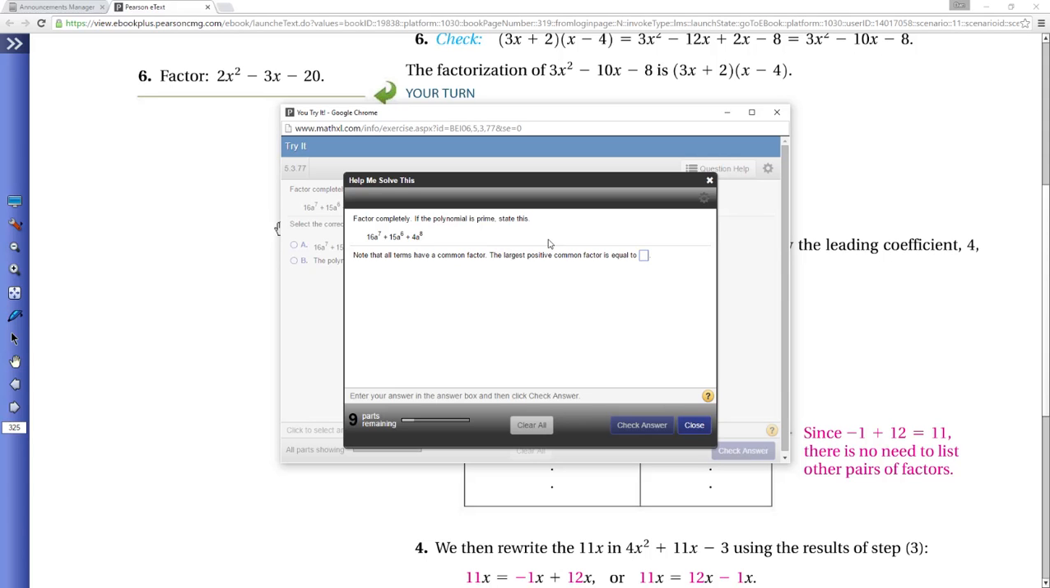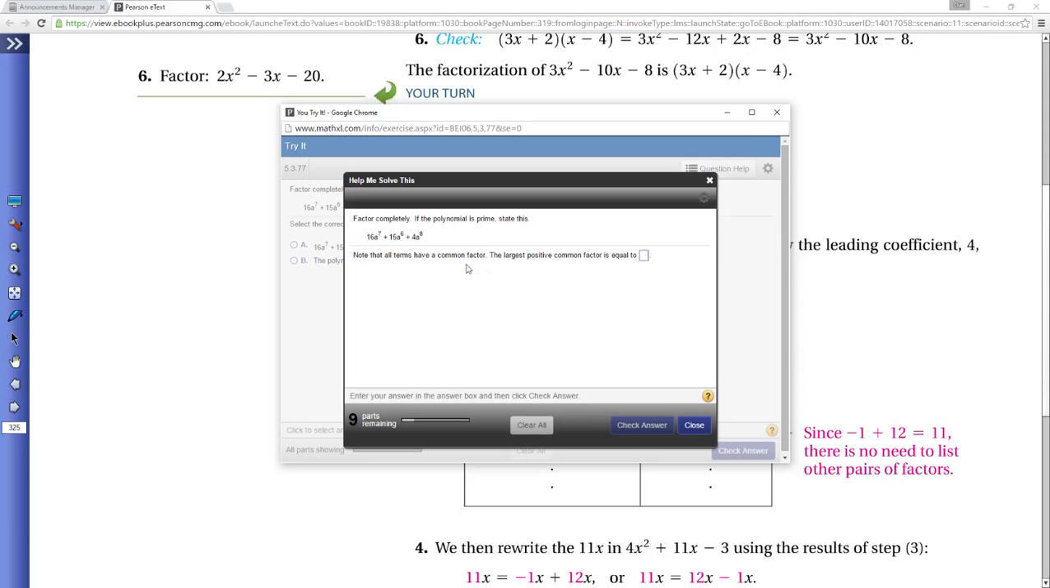So the first strategy says note that all the terms have a common factor. We want the largest positive common factor. Now, the other thing you may want to do is write this in descending order, which is I'd put this as 4a squared plus 16a to the 7th plus 15a to the 6th. I think if you do that, you're going to make fewer errors too, so you have a common pattern to start from, because there are a lot of steps and it gets rather complex.